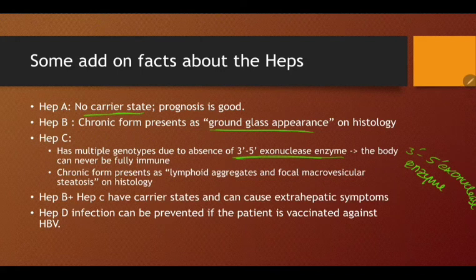HCV virus. So chronically, it will present as something known as lymphoid aggregates and focal macrovesicular steatosis, again, a section which is a concentrate of just fat globules within the hepatocytes, and then lymphoid aggregates placed randomly. One thing you need to know about both HBV and HCV is that they have carrier states, can cause extrahepatic symptoms, and can lead to chronic hepatitis.